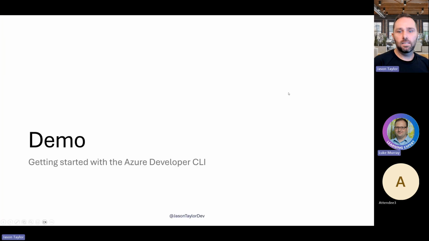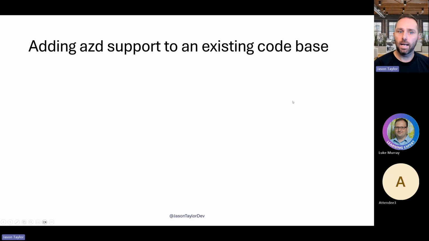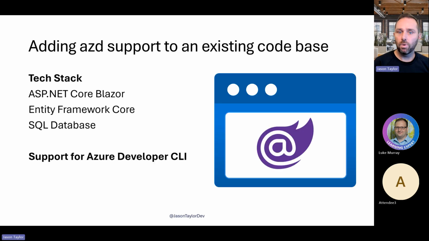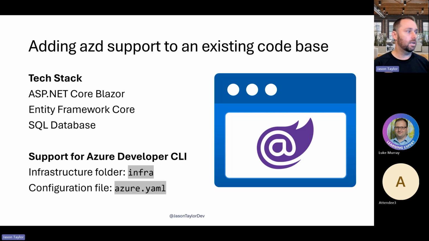So what if we have an existing code base? So if we want to add support to an existing code base, I've prepared a simple ASP.NET Core Blazor application, and it runs on .NET 9 and leverages Entity Framework Core with SQL Server. So if we want to add support for AZD to this code base, we need, at a minimum, an infrastructure folder containing either Bicep or Terraform infrastructure as code. And we need a configuration file. In this case, it's azure.yaml.